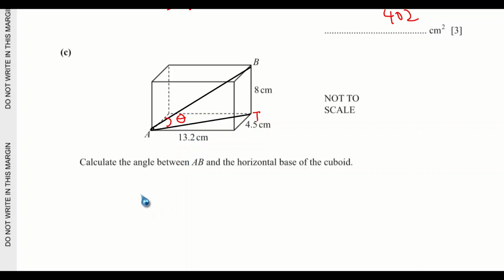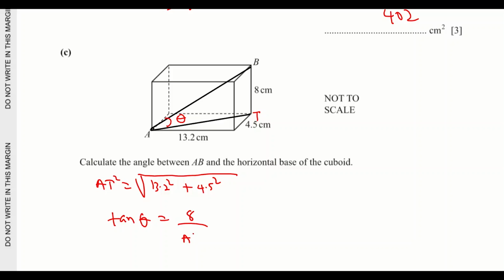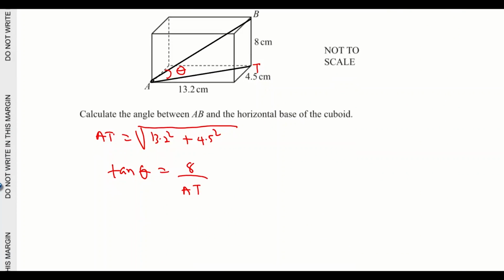We can use AT squared. We can do that here. AT equals the square root of 13.2 squared plus 4.5 squared. Then we know from triangle ABT, so tan theta equals 8 over AT. Sorry, this one is not AT squared, it is AT.